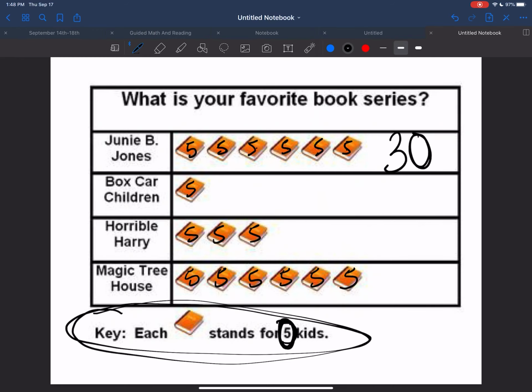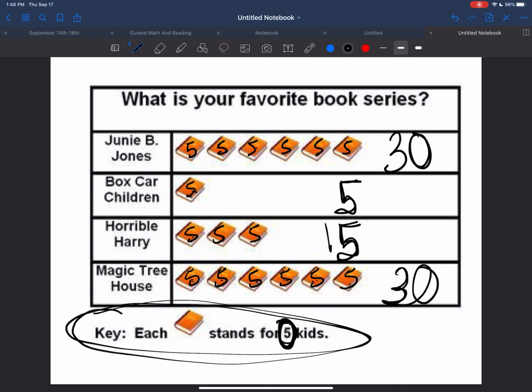Jones. How many kids like the Boxcar Children? Only 5. Not 1, but 5 because each book is 5. How many students like Horrible Harry? 5, 10, 15. And how many kids like Magic Treehouse? Not 6 because there's 6 books. Each book is 5, so we're counting by 5s, not by 1s. 5, 10, 15, 20, 25, 30.